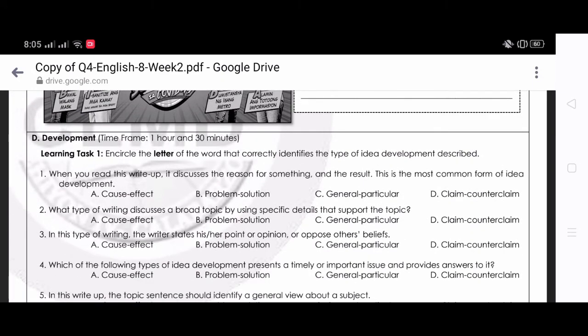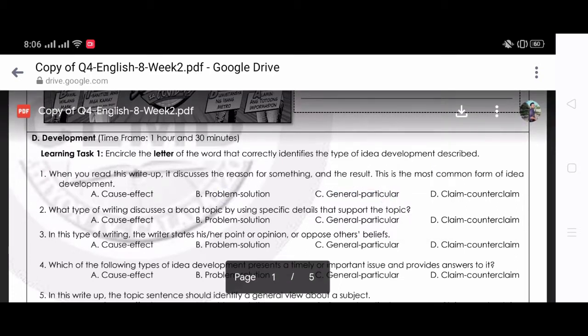And now, for the development part, ang inyong learning task 1, para itong diagnostic lang, and circle the letter of the word that correctly identifies the type of idea development described. Okay? So, dahil nanood kayo, bonus na to sa inyo. Okay? So, alin kaya dito yung pattern na tinutukoy? Okay? So, meron tayong apat na choices dito. Yung cause and effect at counterclaim, nabanggit na natin. Itong problem solution at saka general to particular, hindi pa natin yung napag-uusapan.